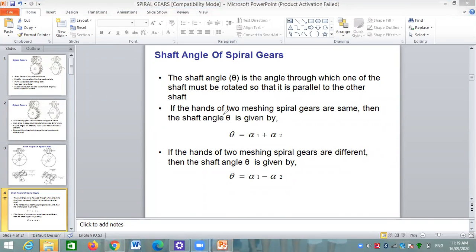If the hands of the meshing spiral gears are same, then shaft angle theta is given by alpha 1 plus alpha 2. And if the hands of the meshing spiral gears are different, then shaft angle theta is equal to alpha 1 minus alpha 2. Okay, these are some important logic, or how we can calculate the shaft angle.